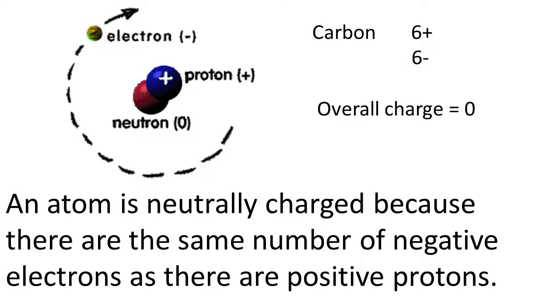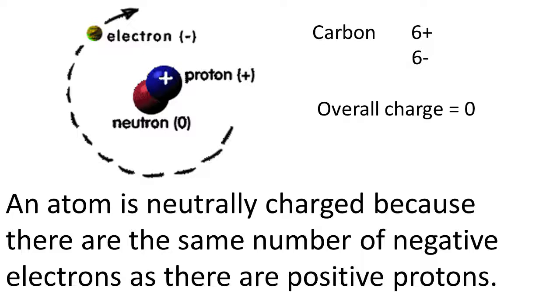The rule is, all atoms on the periodic table are neutrally charged, because they've got the same number of protons as they have electrons. So, for example, carbon. Carbon has got 6 protons in its nucleus, so it's got an overall charge of +6. It's also got 6 electrons going around the outside, so that's 6 negative charges. 6 pluses cancel out 6 minuses, and the overall charge of the whole atom is neutral.